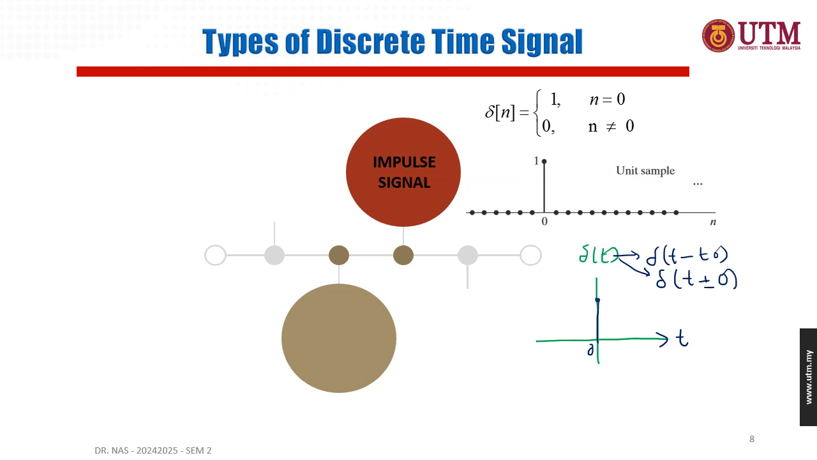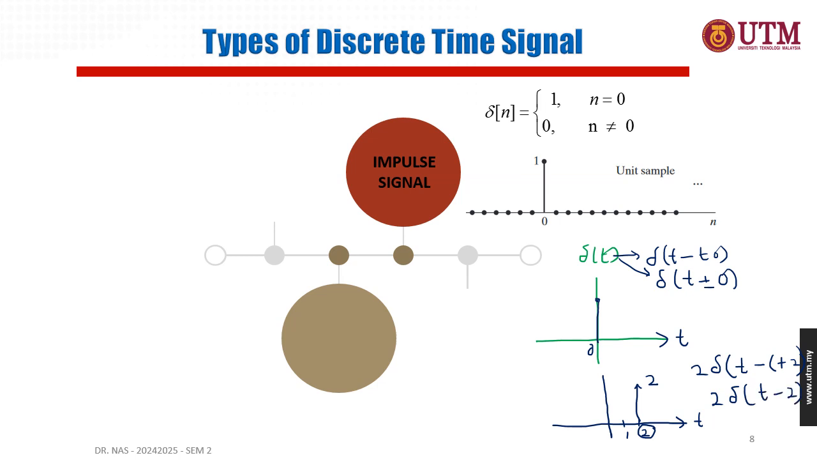What happens if you have the impulse at a different position? Just a recap. On the t axis, you have your impulse at 2, and the amplitude is 2. It will be 2 delta of t minus your position. It is at positive 2. So this is your equation, 2 delta[t minus 2].